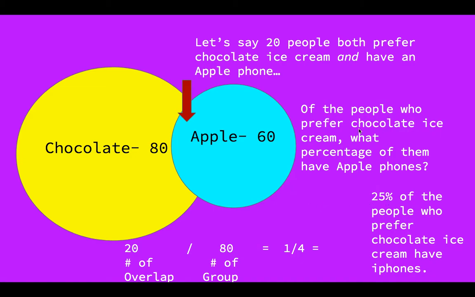So, of the people who prefer chocolate ice cream, what percentage of them have Apple iPhones? 25%, right? 1/4. 20 out of 80. 25% of the people who prefer chocolate ice cream also have iPhones.